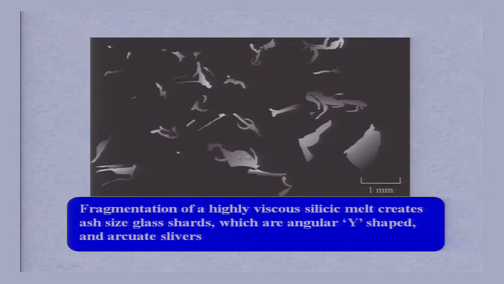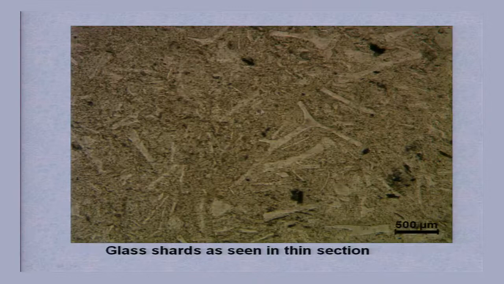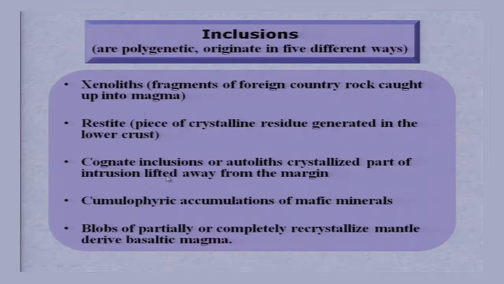With this photograph, I want to show you how the glass shards, or the broken pieces of glass, look under the microscope. See here, this is a thin section, and these are the glass shards. See, Y shaped, fine lath shaped glass shards are there. Sometimes they are altered also.